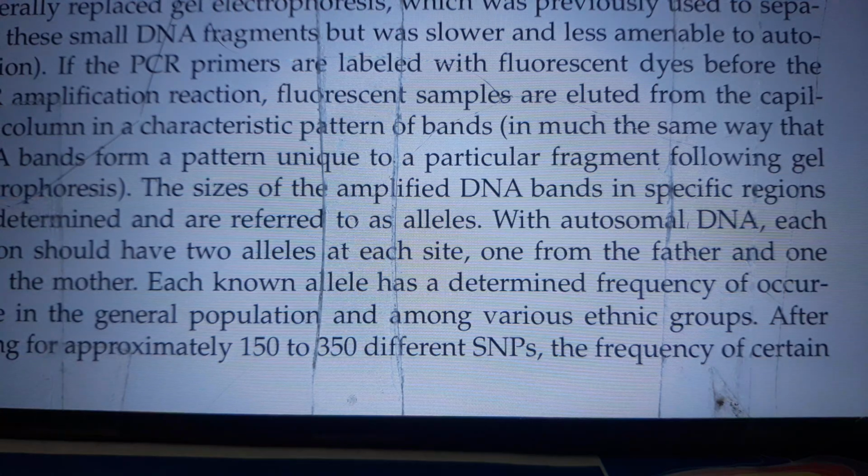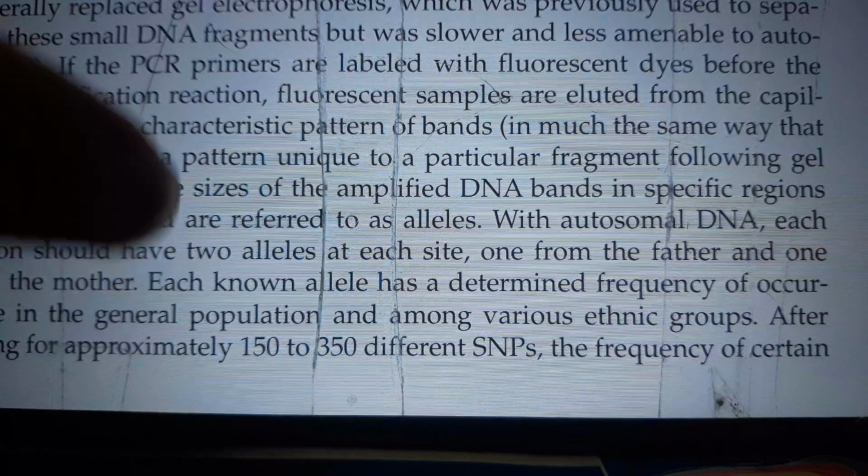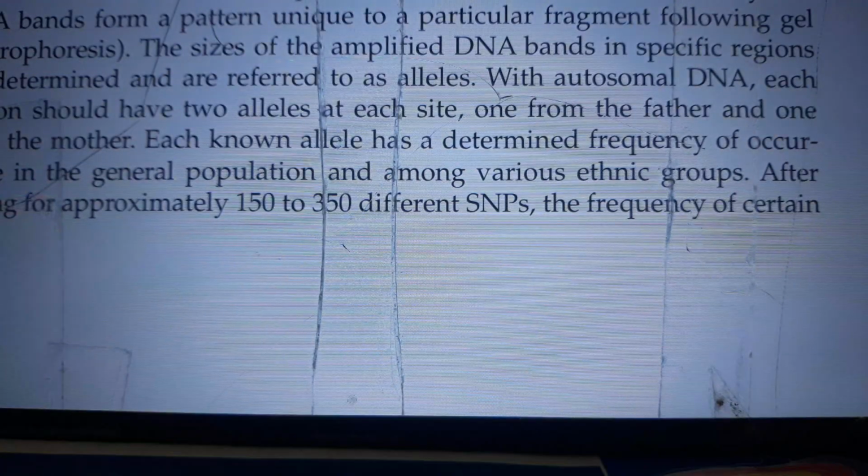If the PCR primers are labeled with fluorescent dyes before the PCR amplification reaction, fluorescent samples are eluted from the capillary column in a characteristic pattern of bands, in much the same way that DNA bands form a pattern unique to a particular fragment following gel electrophoresis. The sizes of the amplified DNA bands in specific regions are determined and are referred to as alleles. With autosomal DNA, each person should have 2 alleles at each site, one from the father and one from the mother. Each known allele has a determined frequency of occurrence in the general population among various ethnic groups.